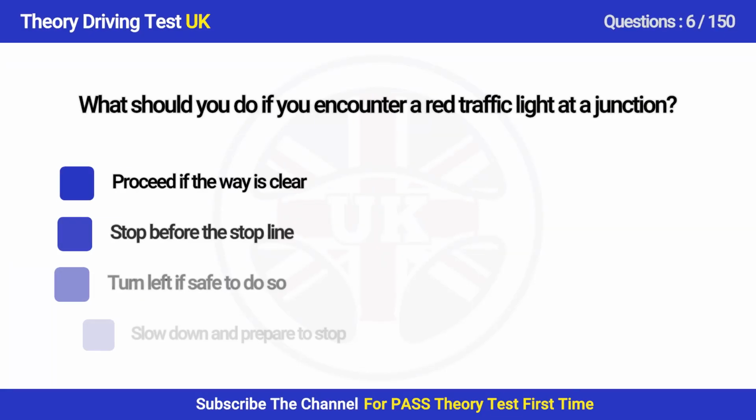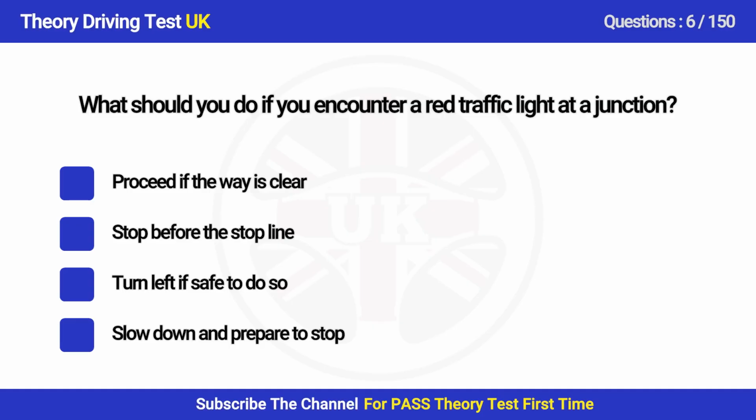Question 6. What should you do if you encounter a red traffic light at a junction? A. Proceed if the way is clear. B. Stop before the stop line. C. Turn left if safe to do so. D. Slow down and prepare to stop.